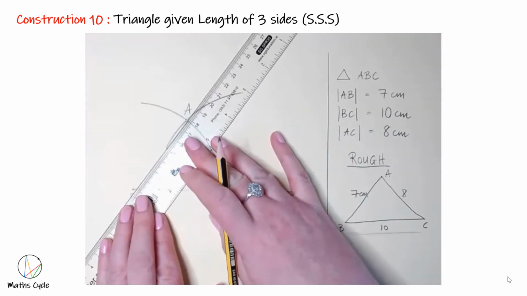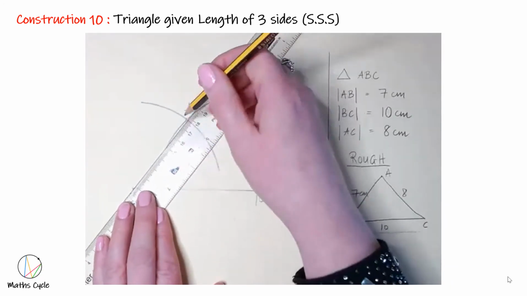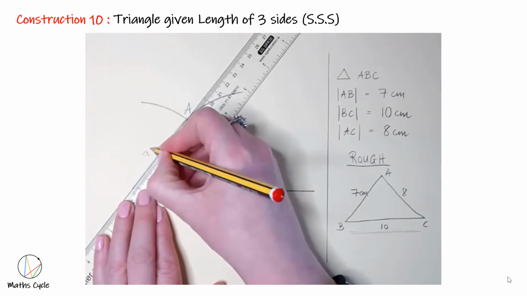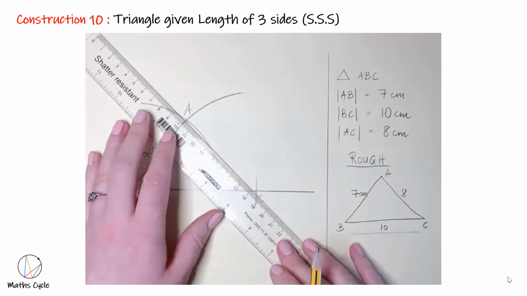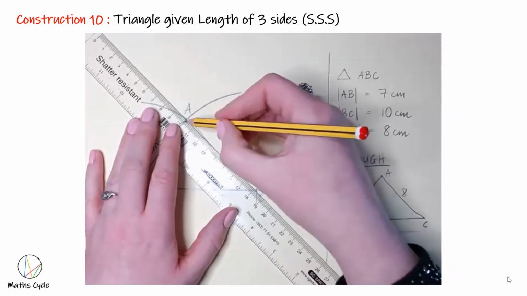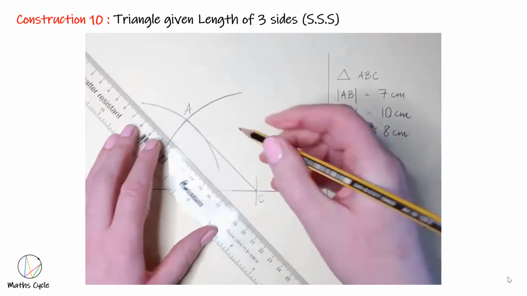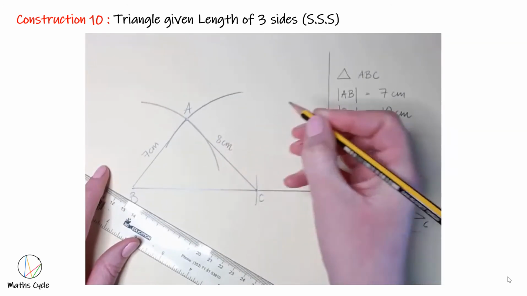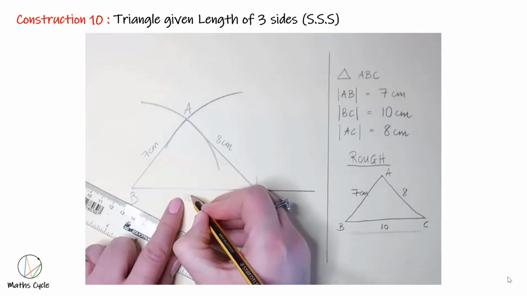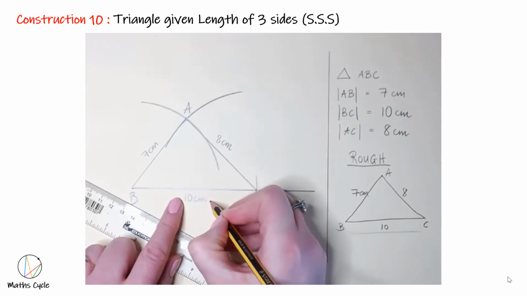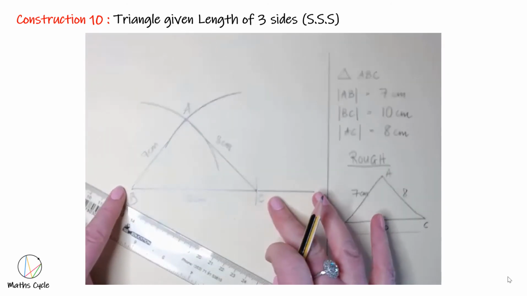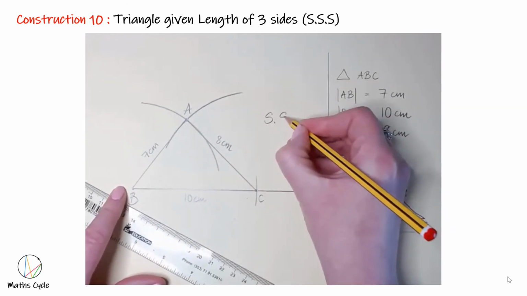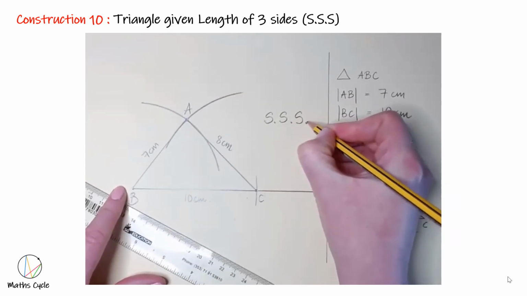So I know from A back to B then is definitely 7 centimeters. And I know from A back to C is definitely my 8 centimeters. And my base then we put in as 10 centimeters. So there is a triangle drawn with the condition that I had 3 sides, side, side, side.